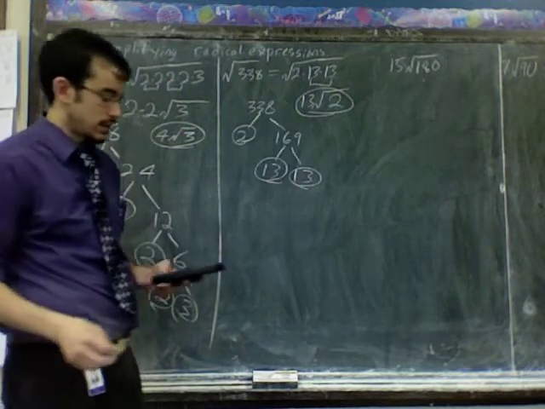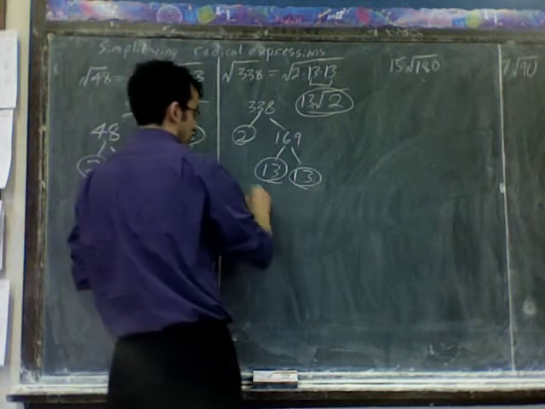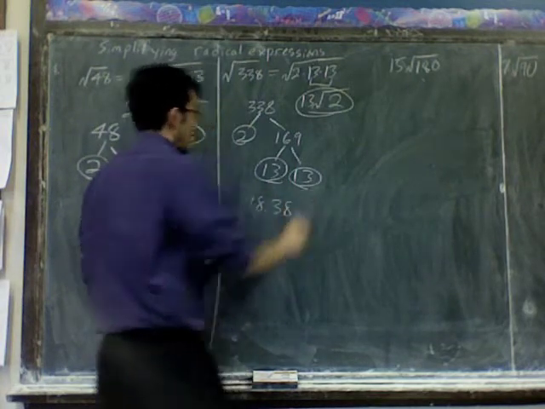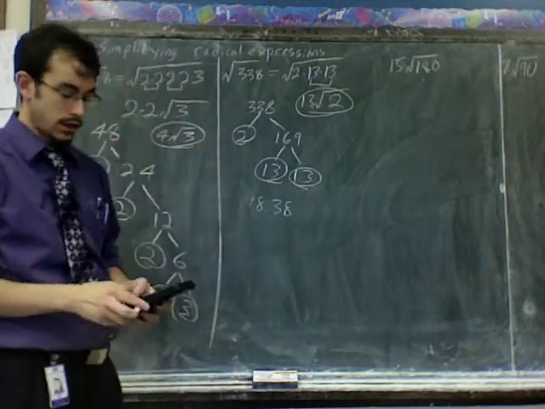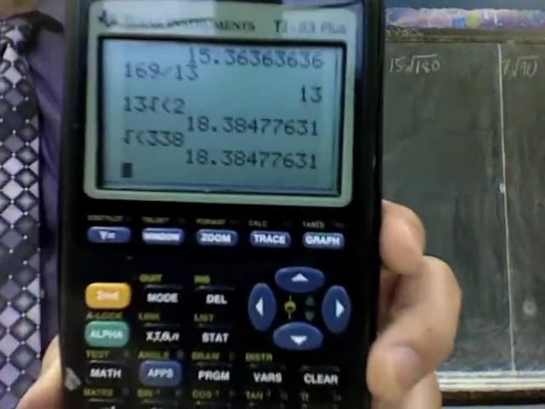You can actually check this. If you do 13 square root of 2 on the calculator, you'll get 18.38. And if you do square root of 338, you get the exact same decimal answer. It's exactly the same. You should see it there.